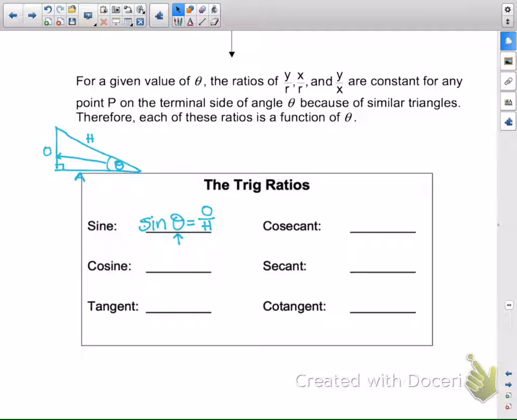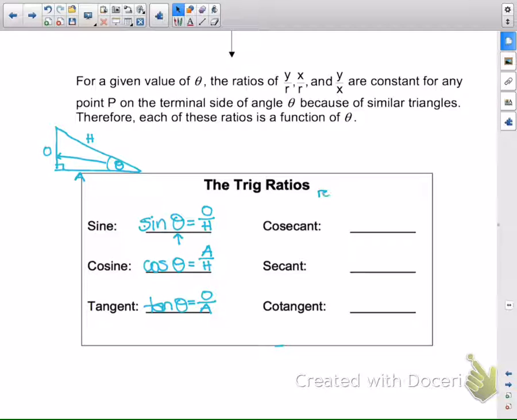So then if I do cosine, we know cosine of the angle is equal to what over what? Adjacent over hypotenuse. Good. And then the last one we're familiar with is tangent. Tangent of an angle is equal to what? Opposite over adjacent. The good news with the 3 that you don't know, these are known as the reciprocal identities.